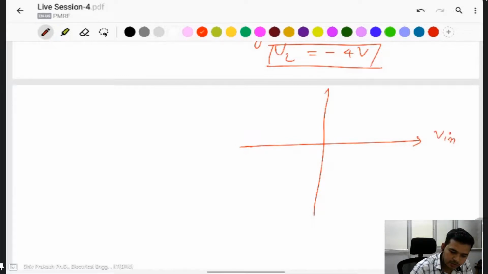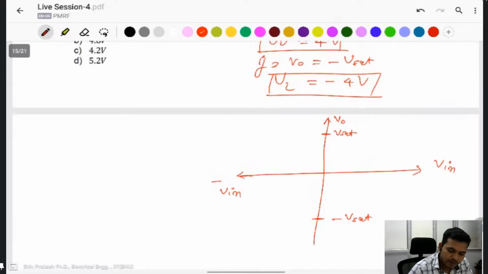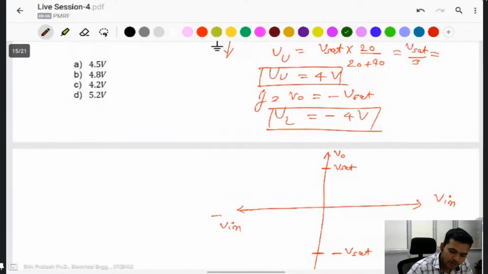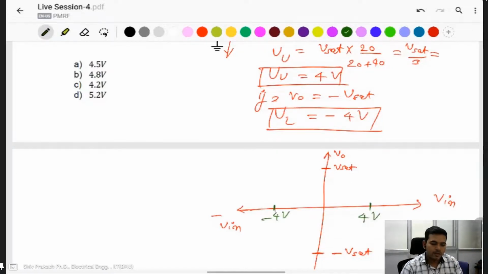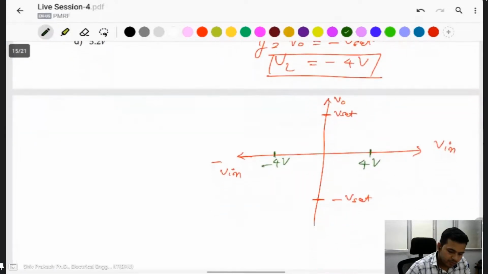This one is V in, this one is V saturation, this one is the V output. I will take V saturation here, minus V saturation, and this one minus V in. Our lower limit is minus 4 volt, and the upper limit is given as 4 volt. Draw the waveform for the given sawtooth wave.